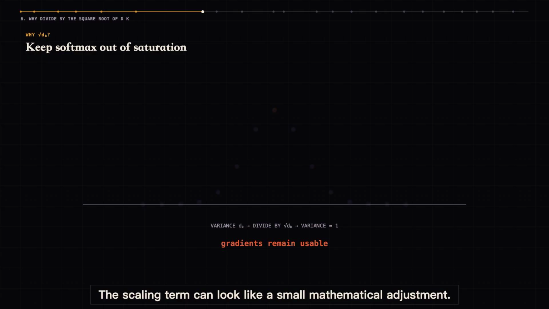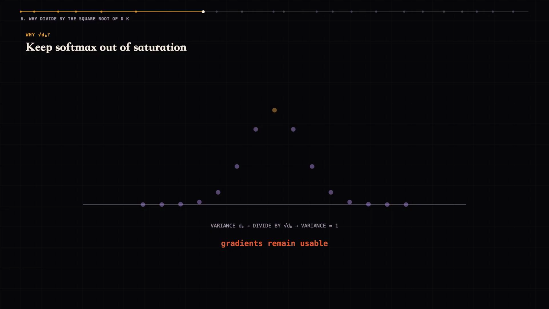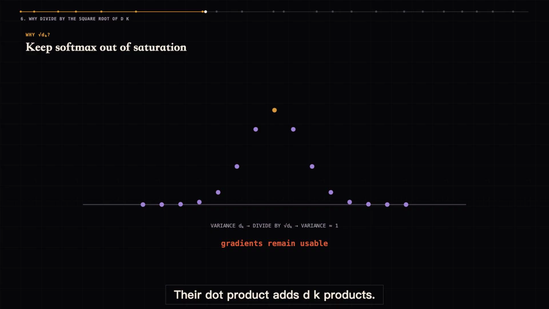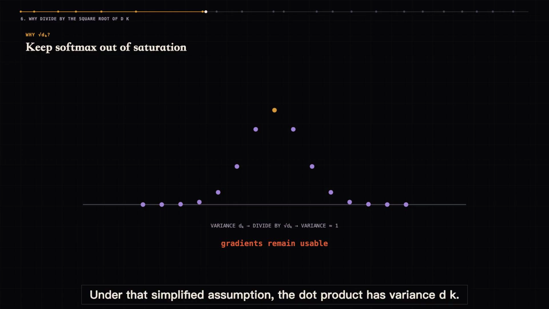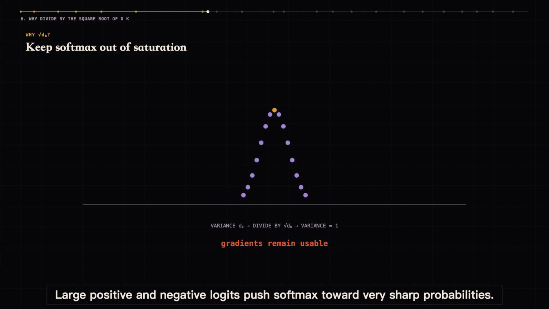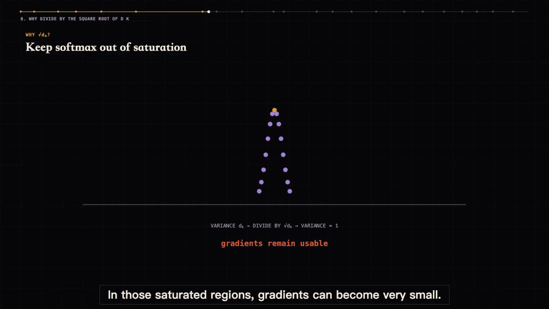The scaling term can look like a small mathematical adjustment. It solves a training problem. Suppose the components of a query and a key are independent random variables with mean 0 and variance 1. Their dot product adds dk products. Under that simplified assumption, the dot product has variance dk. As dk grows, the score distribution spreads out. Large positive and negative logits push softmax toward very sharp probabilities. In those saturated regions, gradients can become very small.